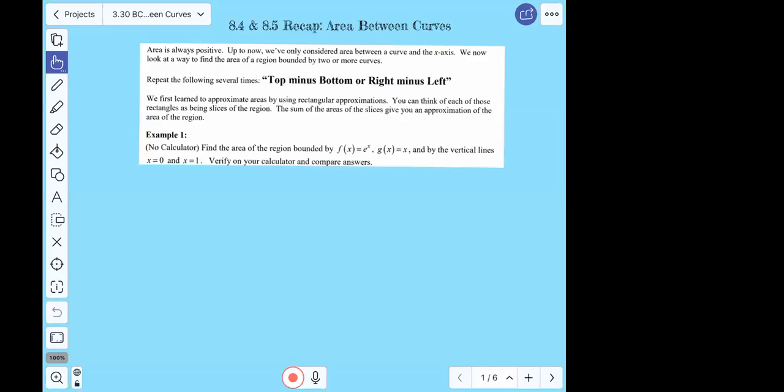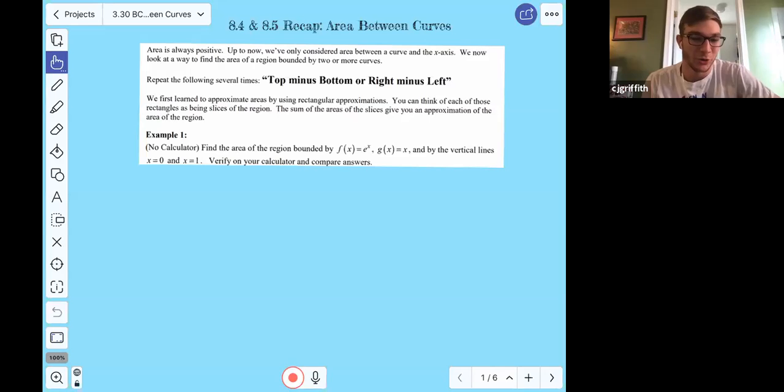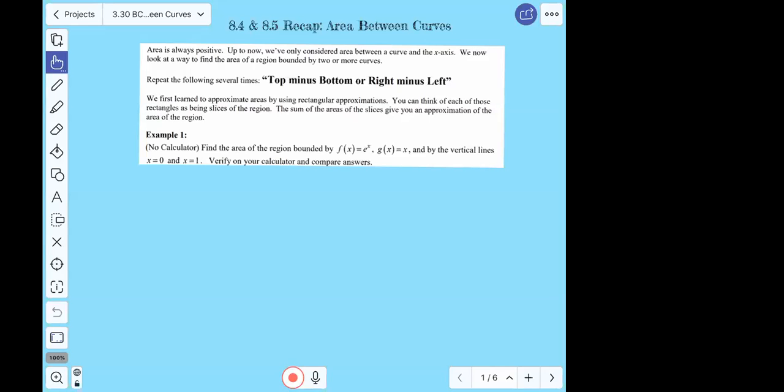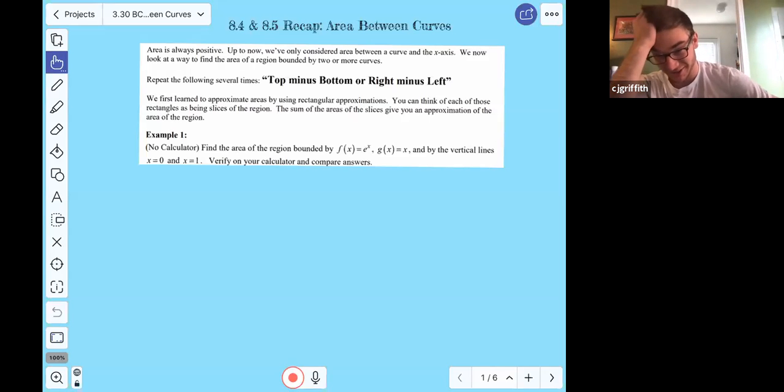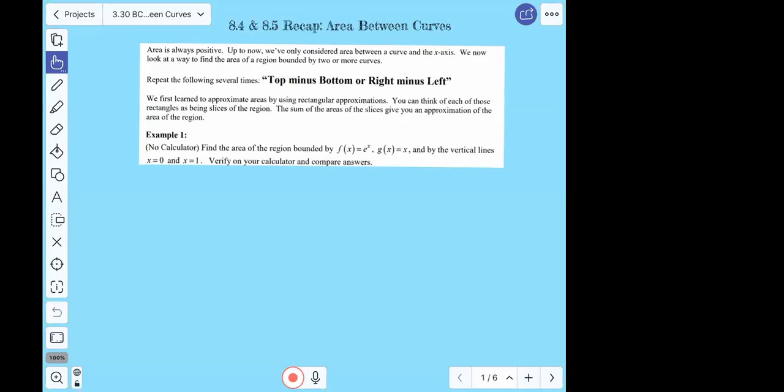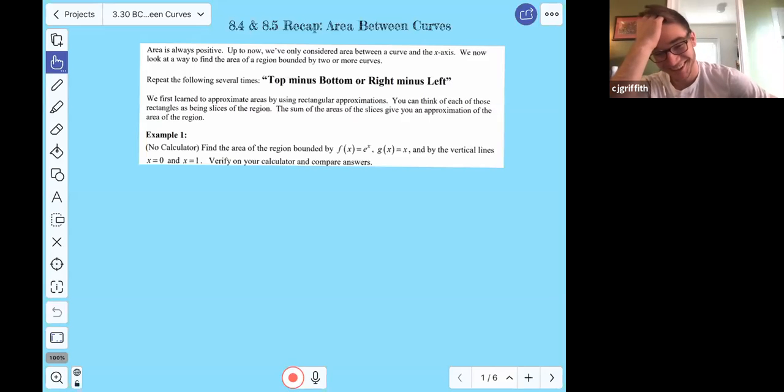So I figured today, let's just do a recap on the area between curves. So let's just follow along. Let me screen share. Can you guys see the blue screen? You can unmute and say so.